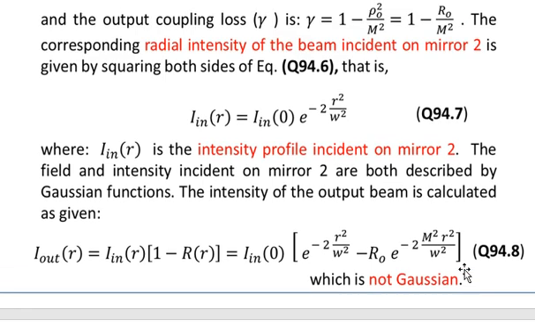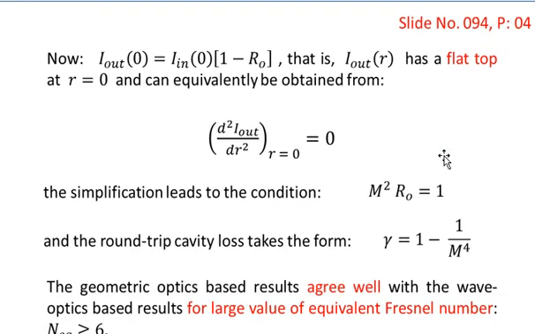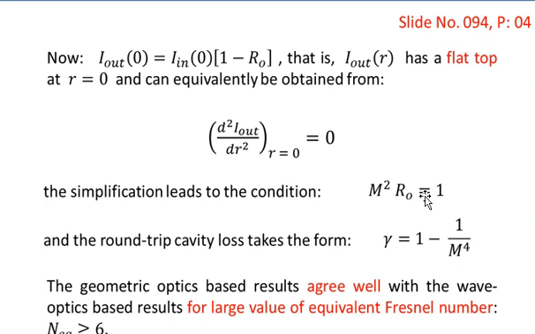You see that we have discussed gamma over here, that gamma is equal to 1 minus r naught over m square. So here you put the value of r naught from this expression, that r naught is equal to 1 over m square. So gamma becomes equal to 1 minus 1 over m to the power 4.